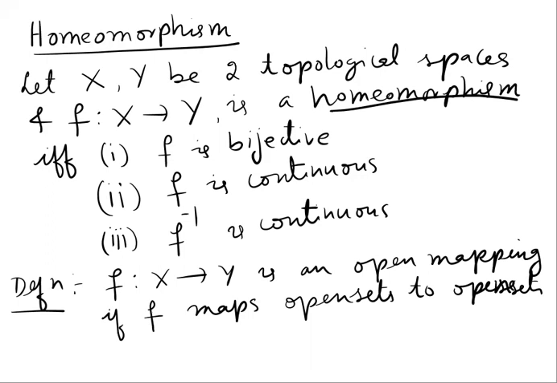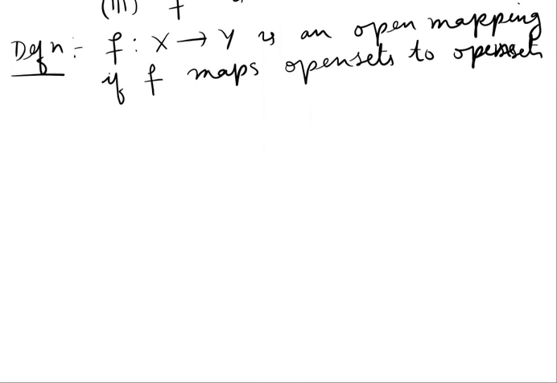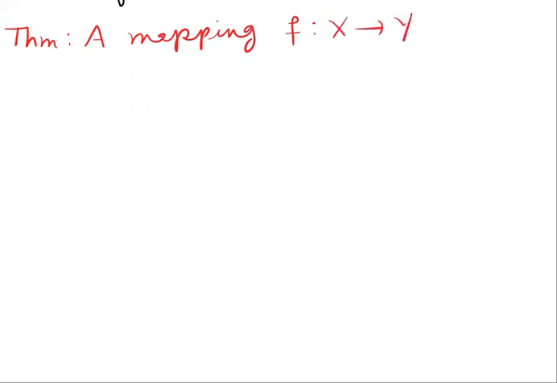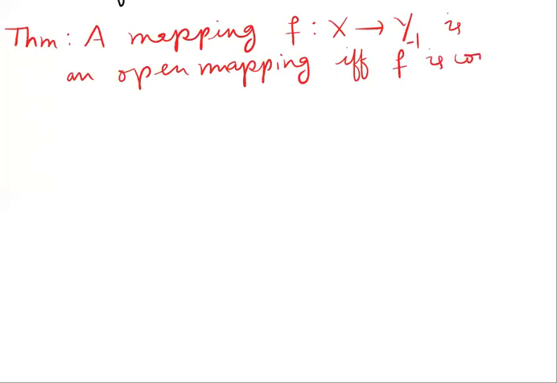Now we shall prove one theorem. The theorem is this: a mapping f from X to Y is an open mapping if and only if f inverse is continuous. What is an open mapping? Remember, it takes open sets to open sets, right?